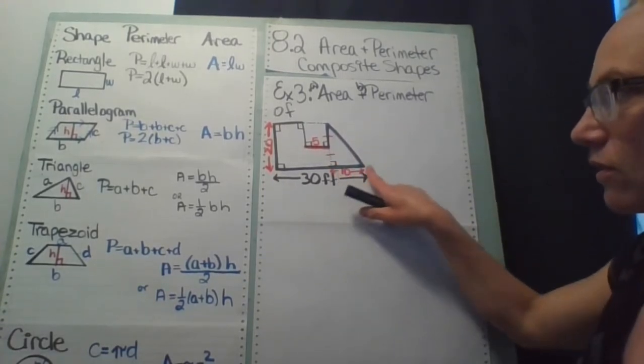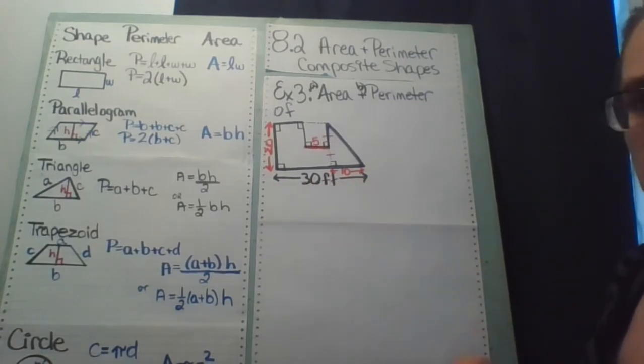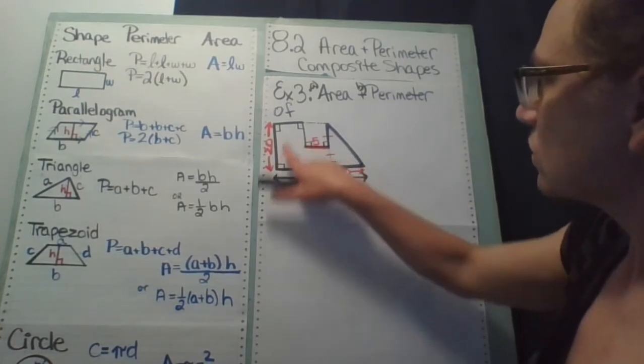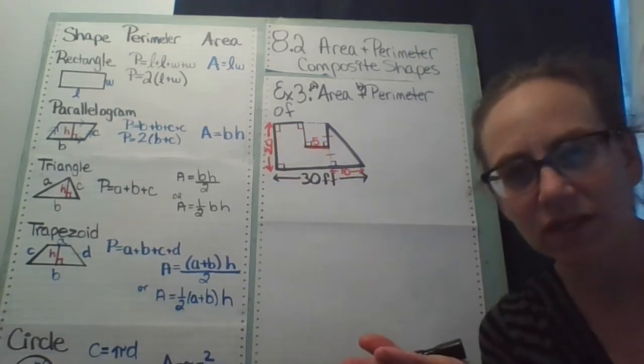I gave you the base of the triangle section. I gave you your total distance. I haven't told you this length, but I did tell you this length. So we've got lots of good pieces here.